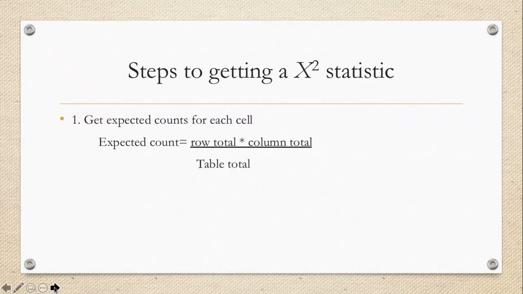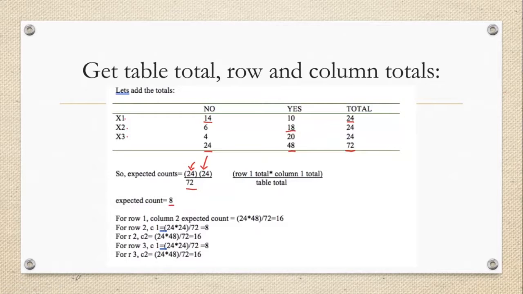All right, step 1, we need to get a chi-squared statistic by first getting expected counts for each cell. So in order to get an expected count for each cell, we conduct this simple process, which is multiplying the row total times the column total and dividing it by the table total. Wait, what is she talking about? Hold on, I'll show you in a second.